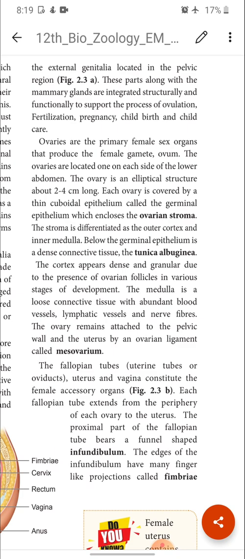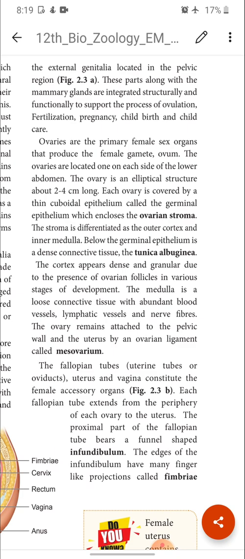First we will see about ovaries. Ovaries are the primary female sex organs that produce the female gamete or ovum. The ovaries are located one on each side of the lower abdomen. Okay, it is located in the lower abdomen. It is not like the testis. The testis is located outside the abdominal cavity, that is in the scrotal region.